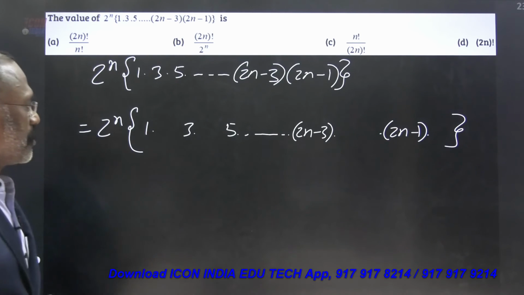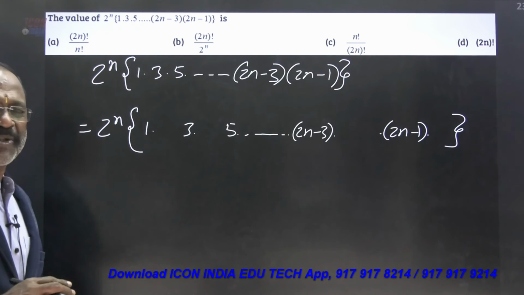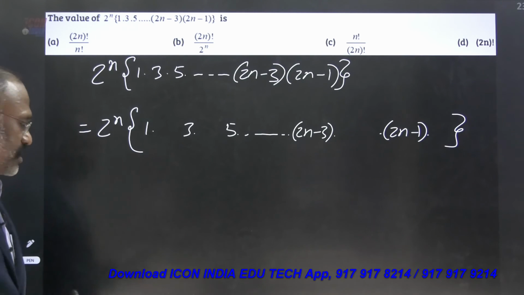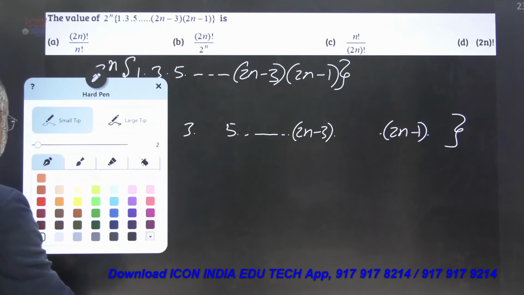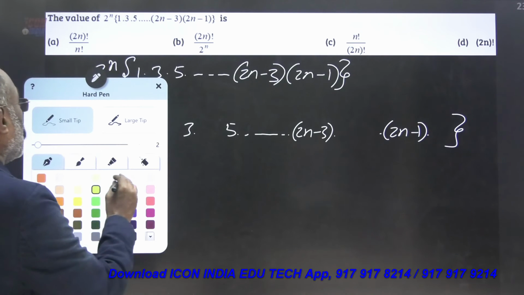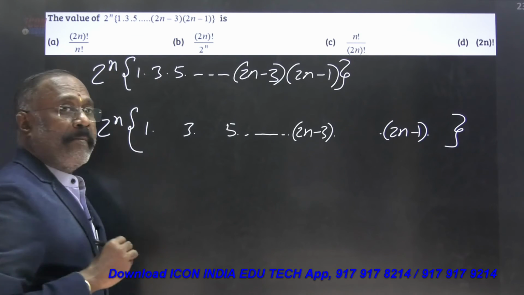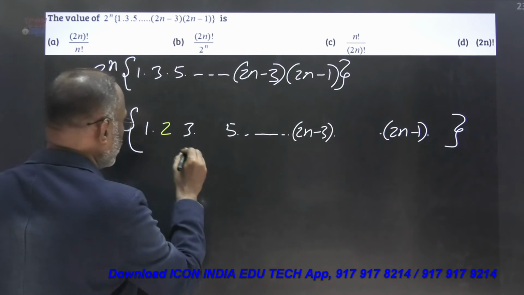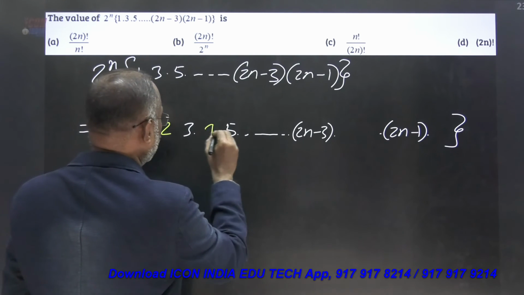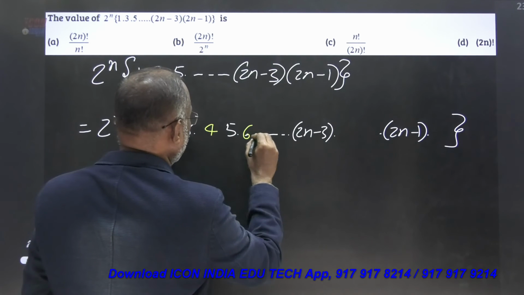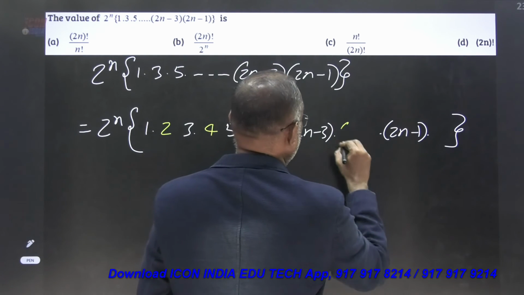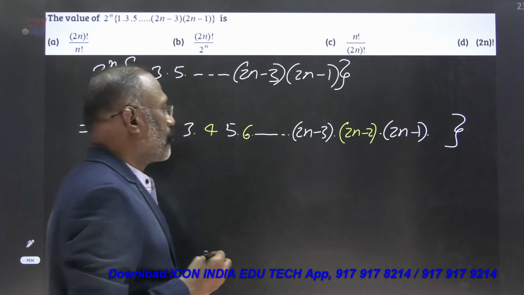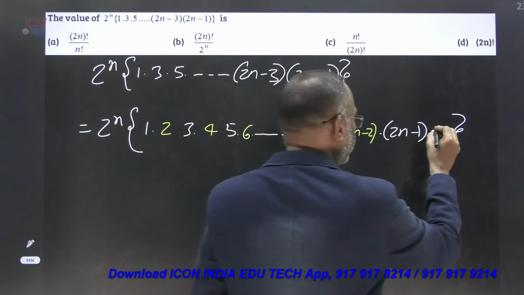I left the space just to make it a factorial. How to make it a factorial? You must have the consecutive natural numbers. So I'm filling them. Just see that. I'm filling the missing factors. What are the missing factors here? 2, 4, 6, and so on. This is 2n minus 2, my dear boys and girls. And this one is 2n.